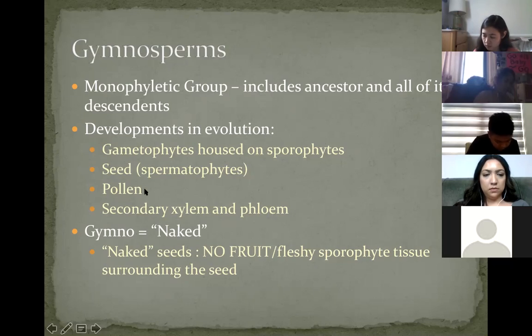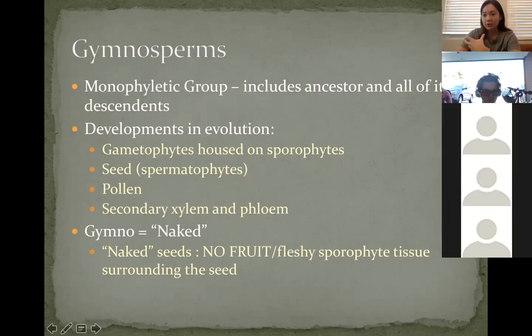Now, gymnosperms are referred to as naked seed plants because they essentially have naked seeds. So what that pretty much means is that they don't have a fleshy sporophyte tissue surrounding the seeds. So when you think about angiosperms and you think about fruits and flowers, with fruits, the seed is essentially hidden in that really fleshy sporophyte tissue. So the part of the fruit that you actually eat is that fleshy sporophyte tissue. So that's the part that's surrounding the seed. Whereas with gymnosperms, their seeds are pretty much just hidden in the cones and they're completely exposed for the most part. They don't have that fleshy tissue to protect them.